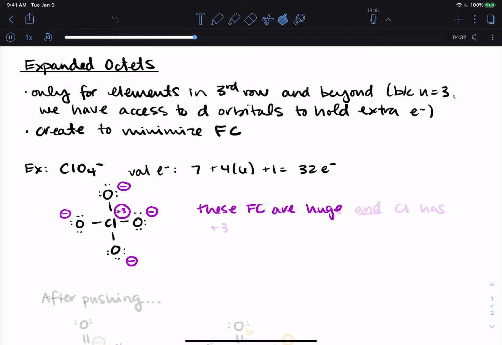They are huge. Every atom in this molecule has a formal charge, and chlorine has a +3. Now, it's less electronegative than oxygen, but it's still a fairly electronegative atom. It's not going to be happy with a positive formal charge. So, what we can do is push electrons from the oxygens, those lone pairs, push them down and make bonding pairs, which does expand the octet of chlorine. But since chlorine is third row and beyond, we totally have the ability to do this.